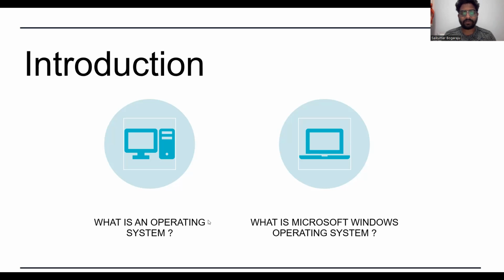It plays a crucial role in controlling the elements of the system. So without an operating system, I would consider a computer and a software program would be useless. This is a brief discussion about operating system, and let us discuss Microsoft Windows operating system.